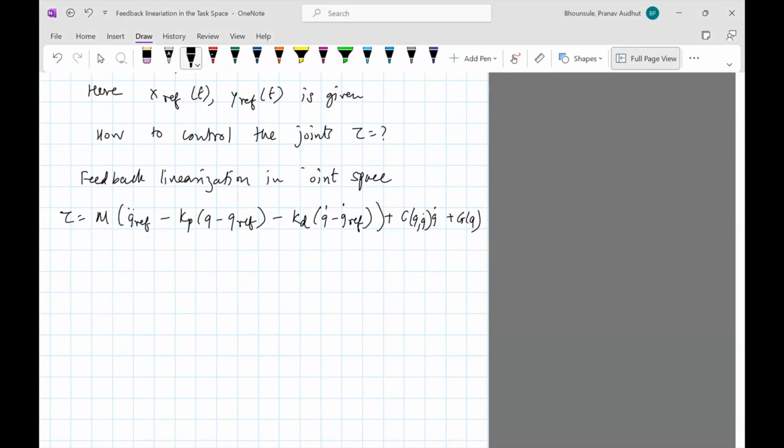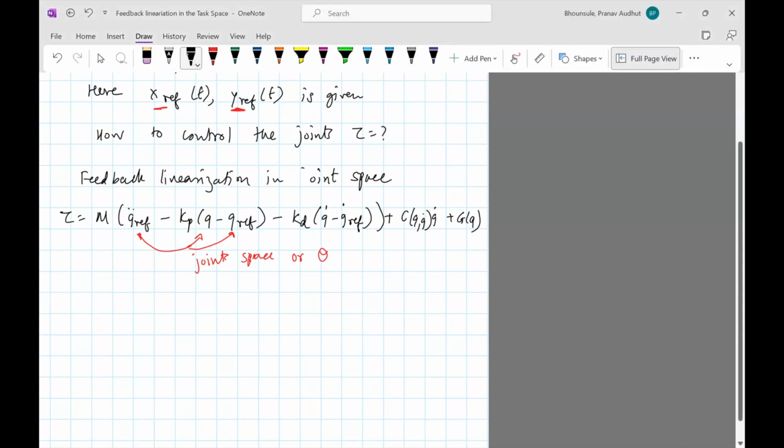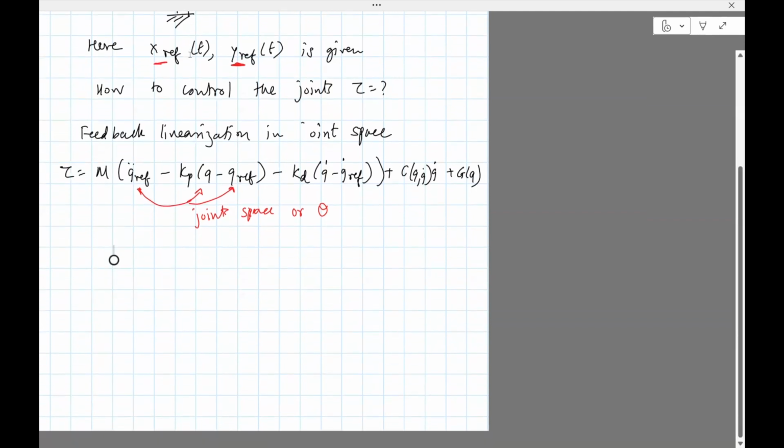Now, this can only be done, all these q's, everything here is joint space, or theta for the manipulator, right? But here we're given things in the task space, or the Cartesian space. So the trick here is, well, if we can map the x and y's in terms of q and q dots, then we are good. So what we'll do is we'll precisely do that.